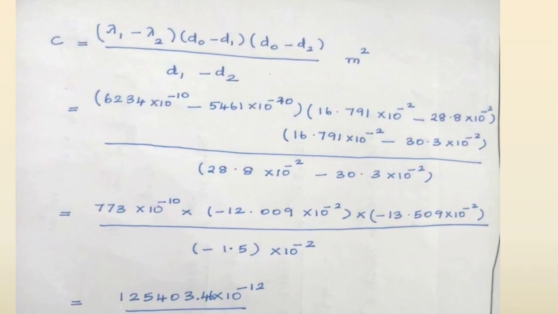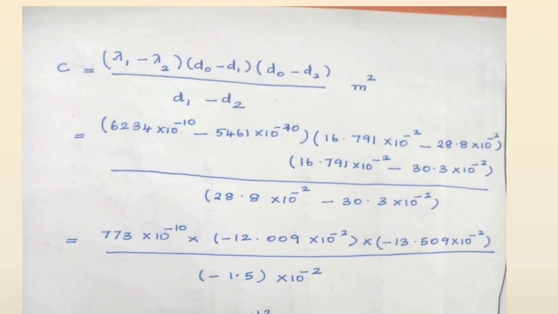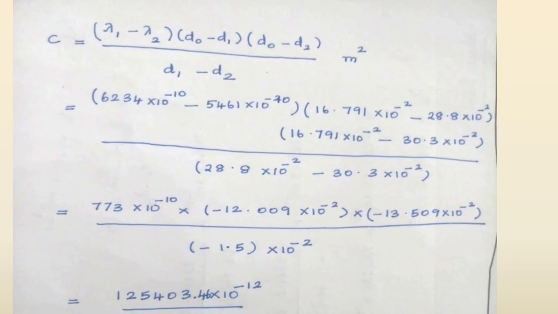So next we have to find out what is c. The formula to find out c is (lambda 1 minus lambda 2) into (d naught minus d1) into (d naught minus d2), the whole divided by (d1 minus d2). Substitute all the values of lambda 1, lambda 2, d naught, d1 and d2.